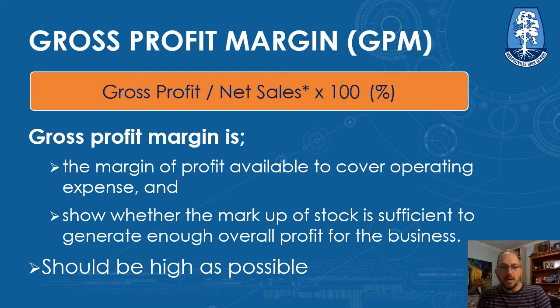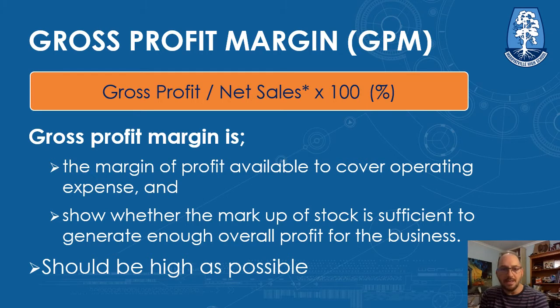The gross profit margin is calculated by dividing the gross profit by net sales. And net sales refers to a trading entity. If you have a sales entity, then it's simply net revenue. It's expressed as a percentage. The gross profit margin is the margin of profit available to cover operating expenses and show whether the markup of stock is sufficient to generate enough overall profit for the business.